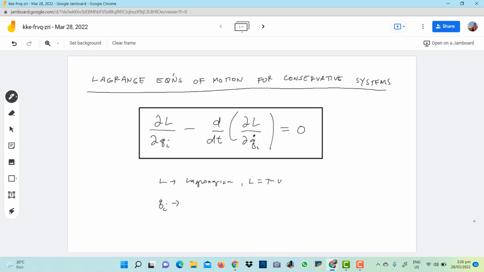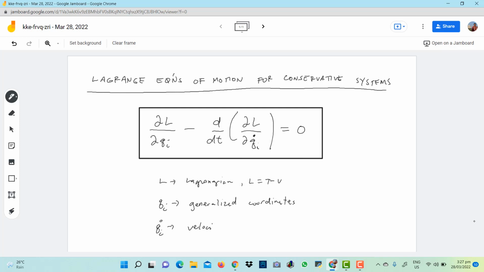Q i's are the generalized coordinates. So depende sa imong system, kung unsa ni imong Q i's, XYZ ba ni siya, r theta phi ba ni siya, ikaw bahala unsa imong gusto nga generalized coordinate, unsa ang suitable nga generalized coordinates ang naa sa imong system. Okay, so Q i's are generalized coordinates, Q i dot are the velocities.